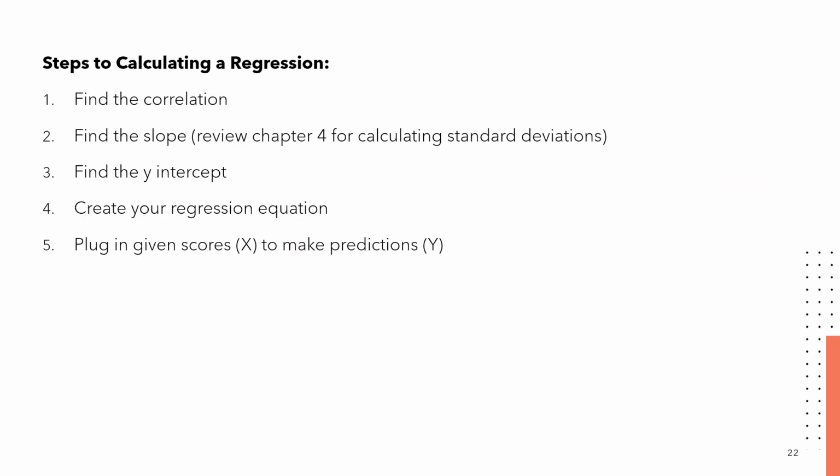So putting this together, there are 5 steps to calculating a regression. You need to find the correlation, then you find the slope, and remember that the slope requires knowledge of how to calculate a standard deviation, so make sure to review Chapter 4 if needed. Once you have the slope, you can find the y-intercept. Then you can create your regression equation and plug in any values to make predictions.